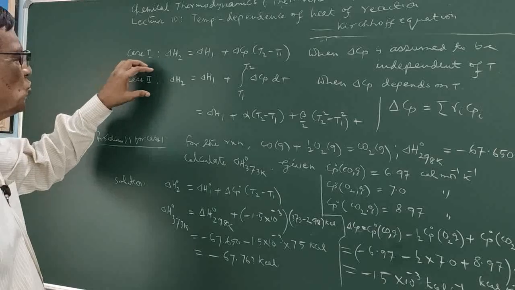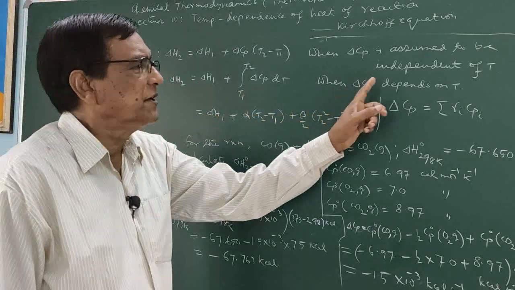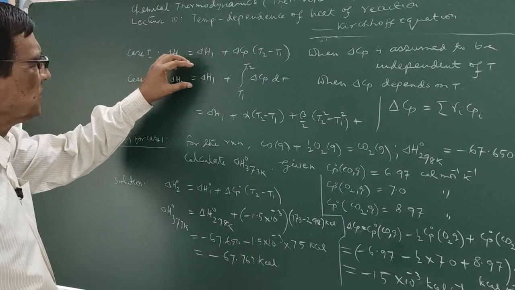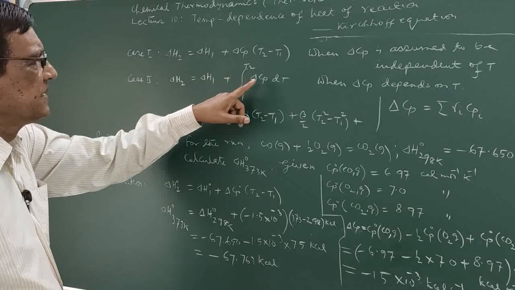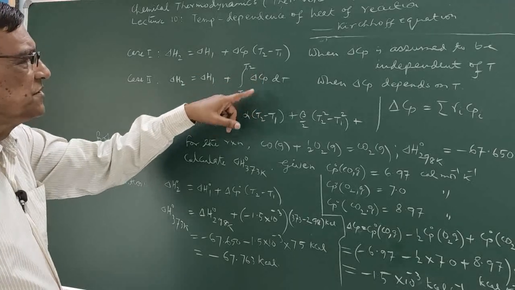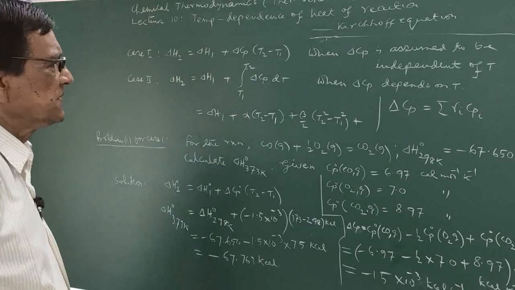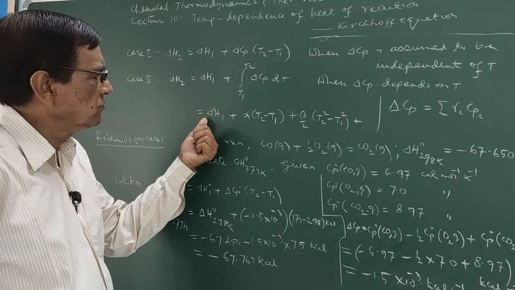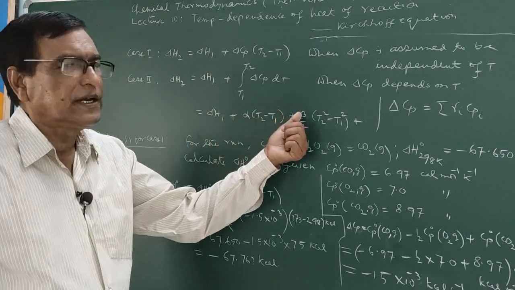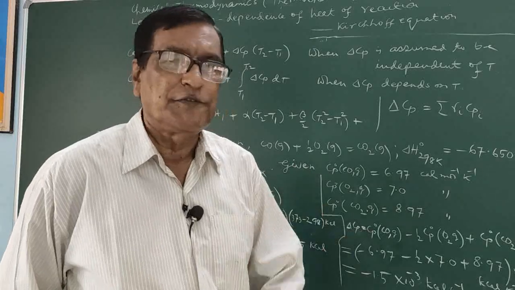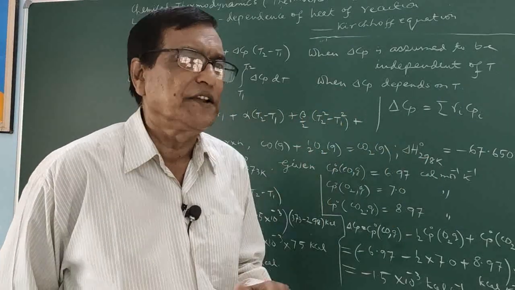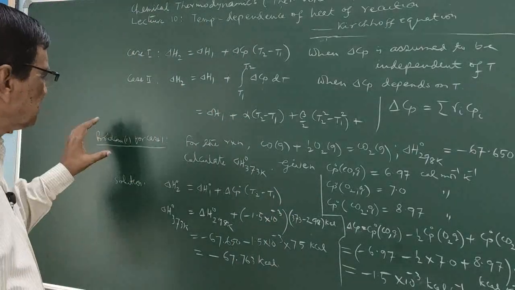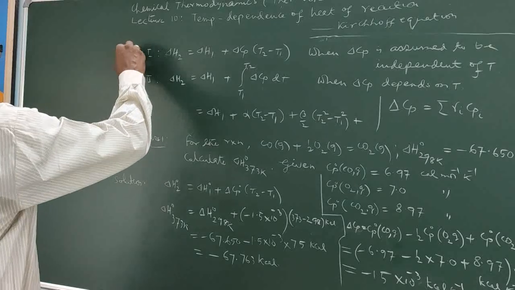And case 2 is when this delta Cp depends on temperature. In that case, delta H2 equal to del H1 plus the integration of del Cp, whenever it is expressed in virial form from experiment. Alpha and beta are the differences of virial coefficients of the products and the reactants, and these are constants for that reaction. And I can now set one problem for case 1.